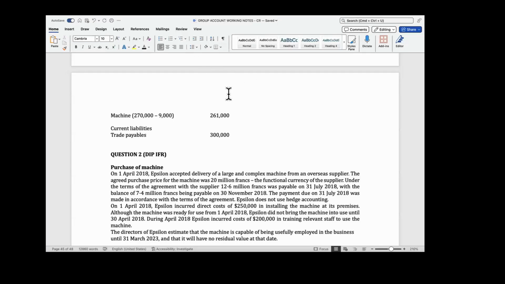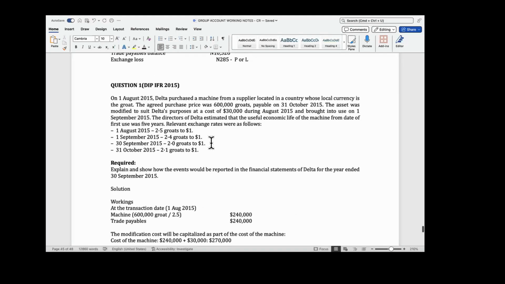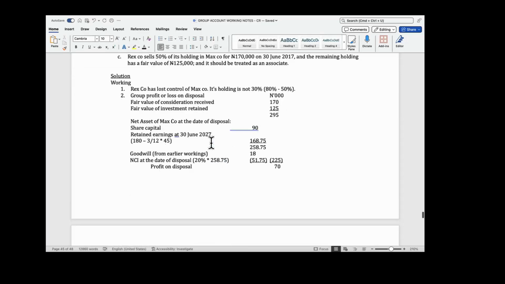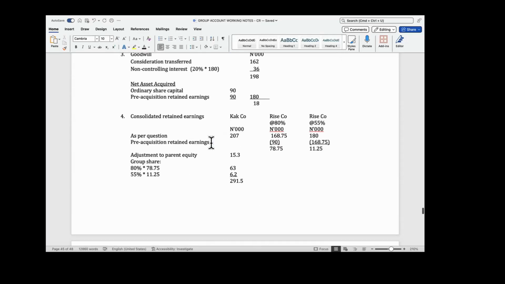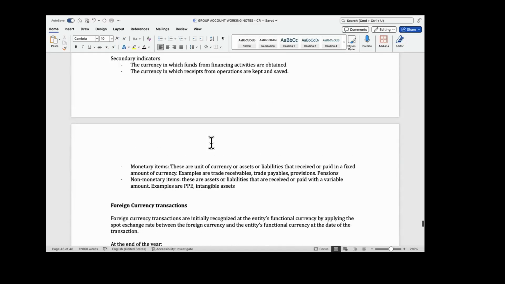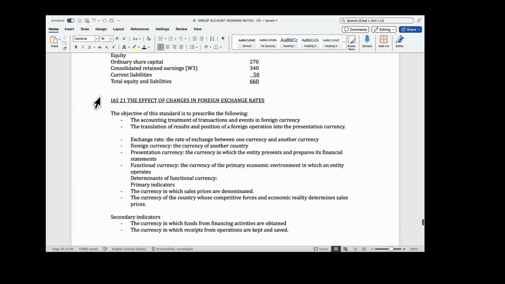Okay, so let us get to work this evening. Tonight we are going to round up on foreign subsidiary. We started this over the weekend, and if I remember, I actually taught you about IAS 21 that talks about the effect of changes in foreign exchange rates.